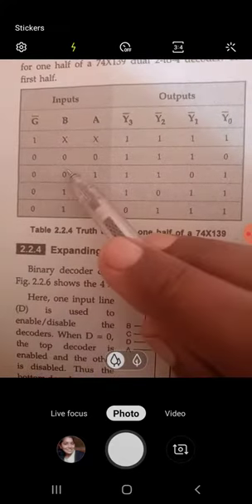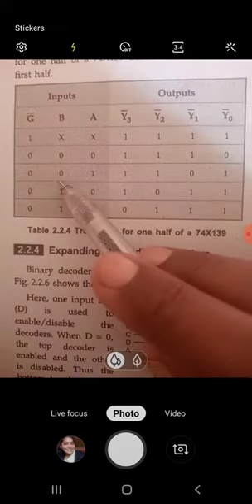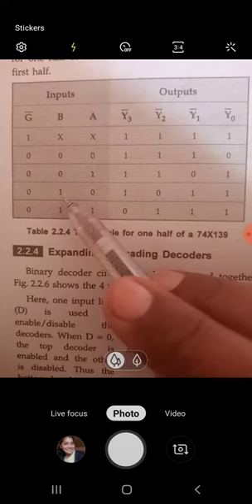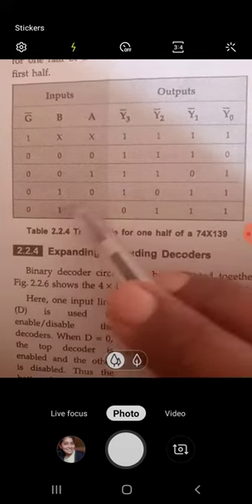Again you can see that at one particular time only one signal is high. Y0 bar is high when A equals 0, B equals 0. Y1 bar is high when A equals 1, B equals 0. Similarly, y2 bar is high when A equals 0, B equals 1. Similarly, y3 bar is high when both A and B are 1.